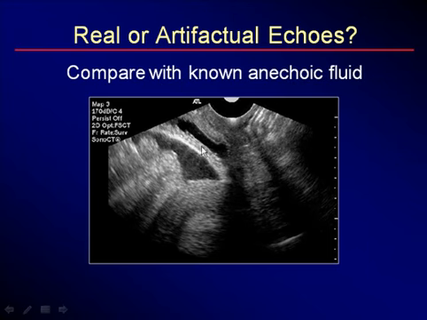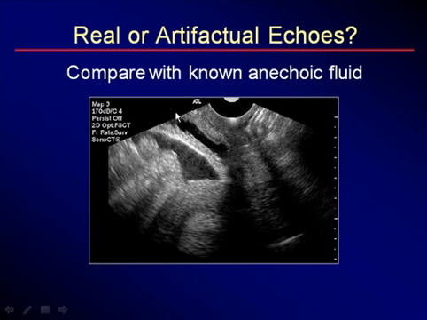Here's, for example, a patient with a collapsed urinary bladder. We're scanning transvaginally, and there is some free fluid in the pelvis. There's some bowel loops, but we see some echoes. Are those real? Is this a hemoperitoneum, or is this pus in the pelvis? Or is it just our gain setting?